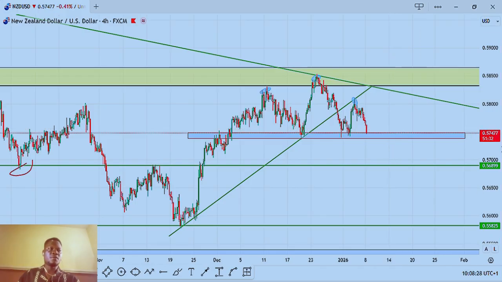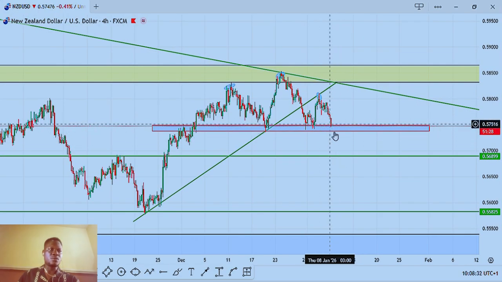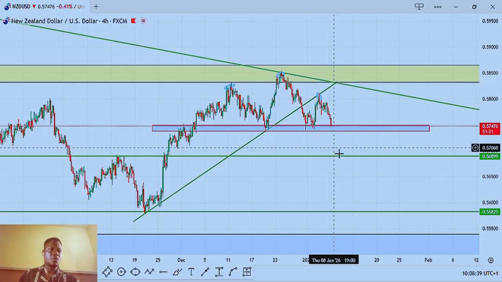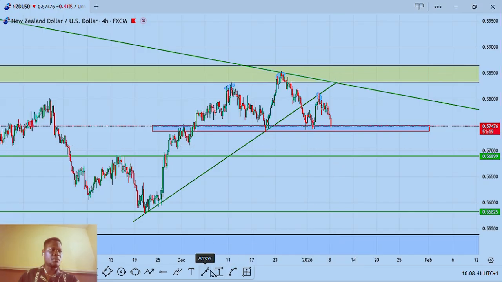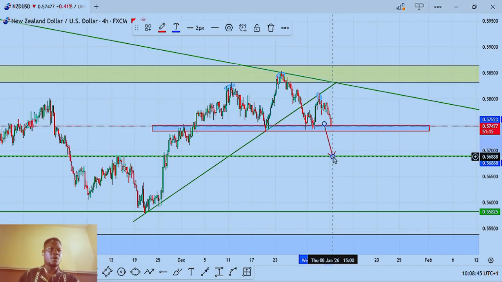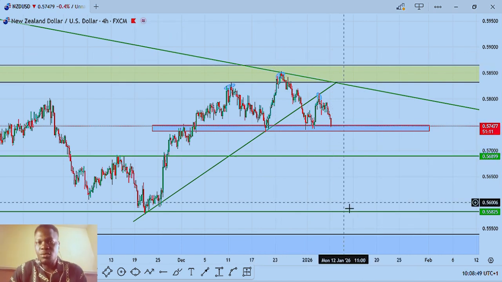So that is it for the New Zealand dollar. But if this candlestick close is not a bearish engulfing candlestick, I'm not going to be going short. I will just wait for the market to take out this level before I start looking for another entry. I will keep you guys updated consistently on this trade.